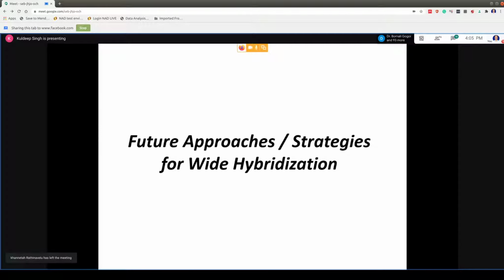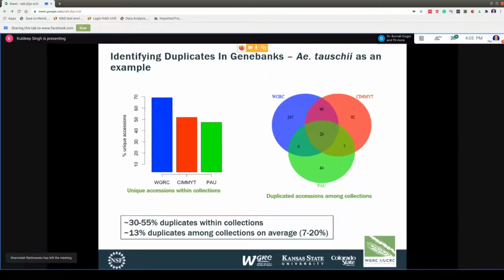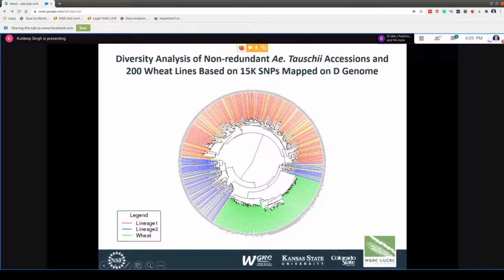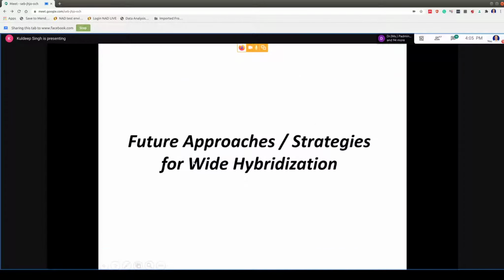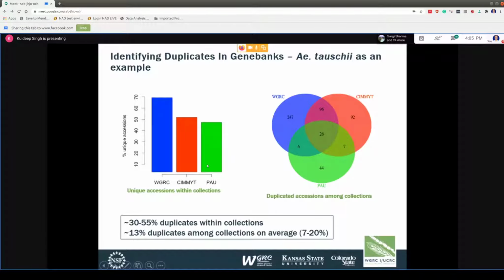Okay, that was the strategically this one. See how these things have changed. I take this one example, which is a global example. This is basically one of the wild species of wheat, which is the D genome donor you might have read. We had the germplasm with Kansas State University, CIMMYT, and this is PAU. This was analyzed with a large number of markers and see how much is the overlap.